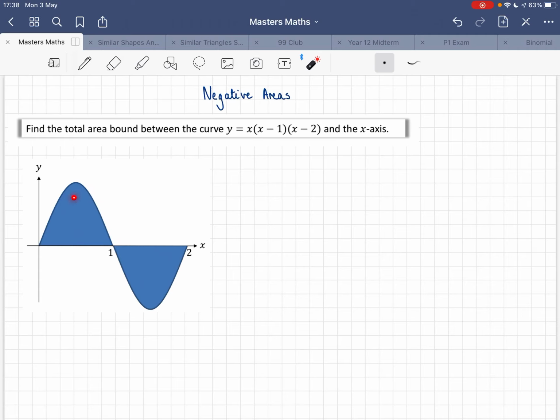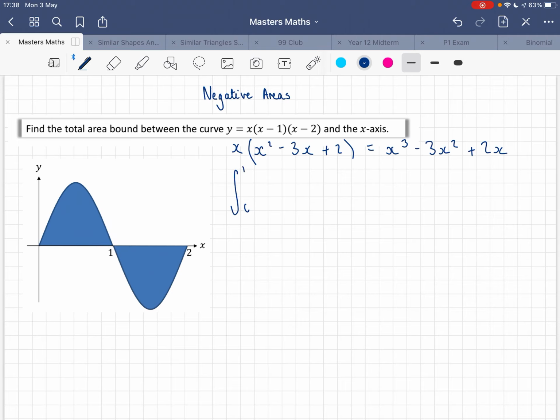So what we do is we find the area of this bit. We find the area of this bit and we ignore the fact that it's going to tell us it's negative and we just make it positive and we add them together to get the total area. So I need to expand this bracket out. I can't integrate that as it is. So it gives me, I should have done this before, x squared minus x minus 2x minus 3x plus 2, and then multiplying that by x gives me x cubed minus 3x squared plus 2x. Okay, and then I'm going to integrate that.